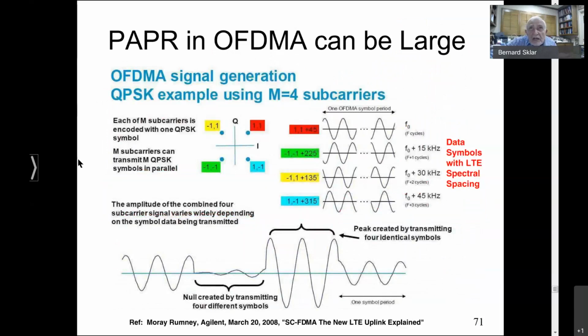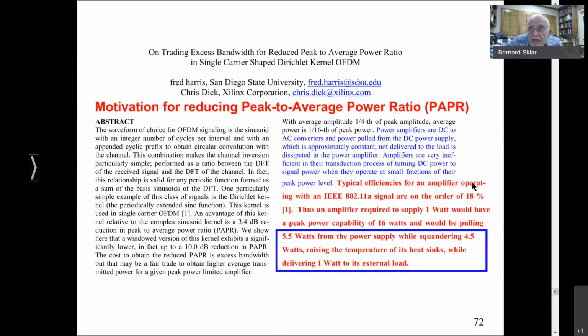So I'm saying in ordinary OFDM, if I choose ordinary QPSK symbols in a certain fashion, you're going to get particularly large nulls and peaks, that is, regions that give you peaks and nulls, which are very undesired. And it's undesired because the typical efficiency for an amplifier operating with an IEEE 802.11a signal is on the order of 18%.